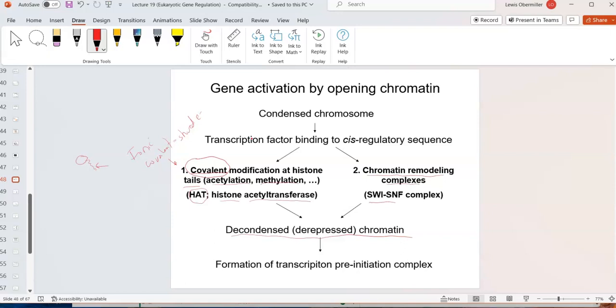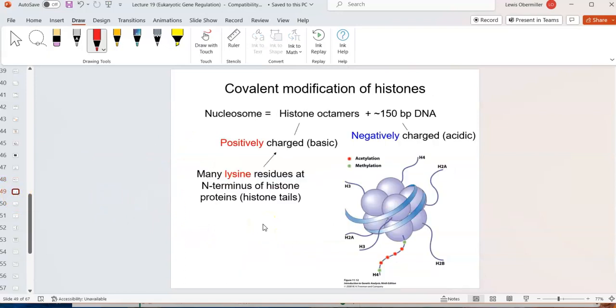Repress or decondense the chromatin, and then that allows the gene to be transcribed. Remember, we talked about the pre-initiation complex, which is all those transcription factors and the RNA polymerase coming together to turn the gene on, to read it into RNA.